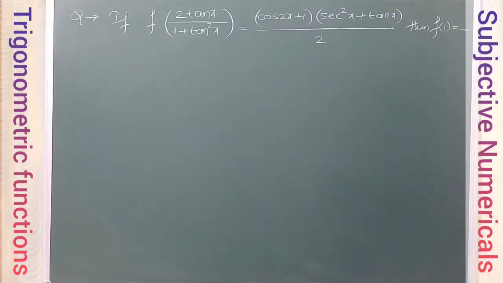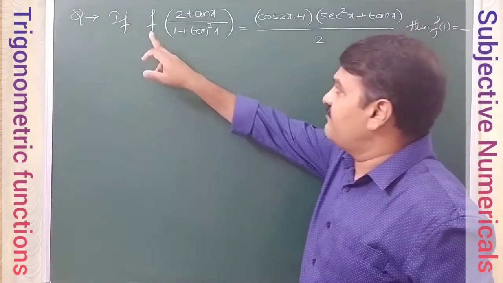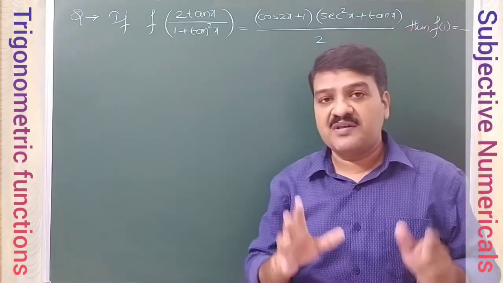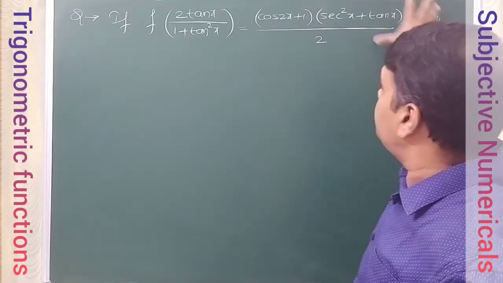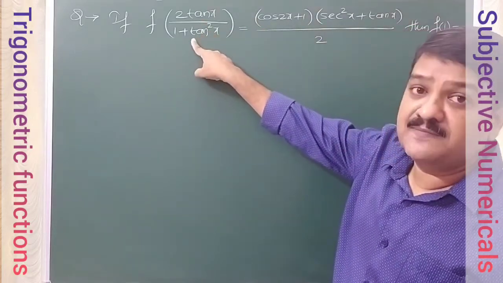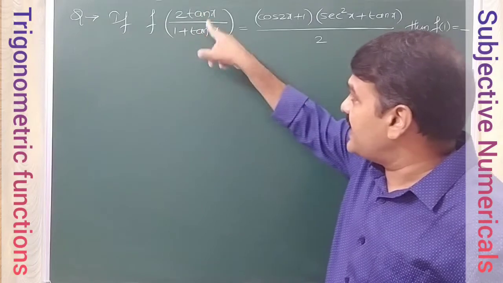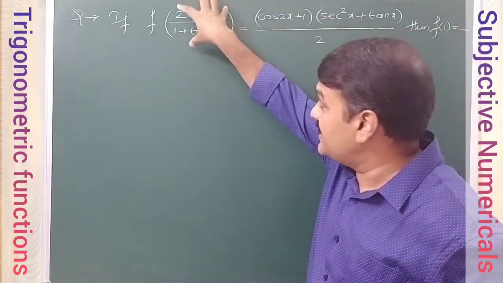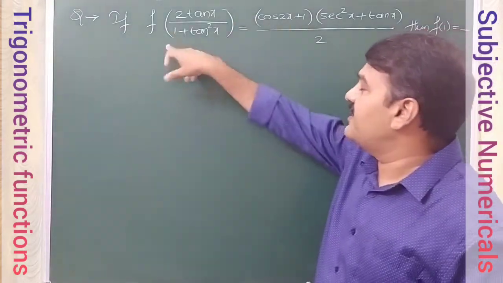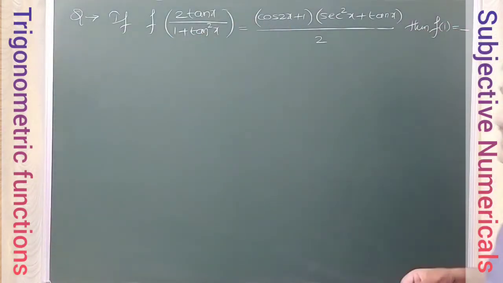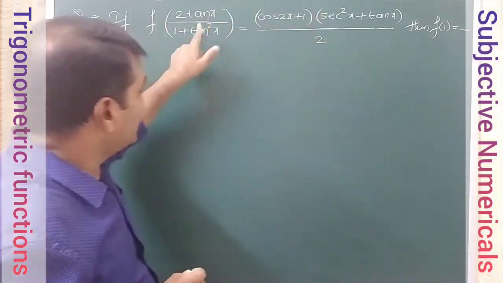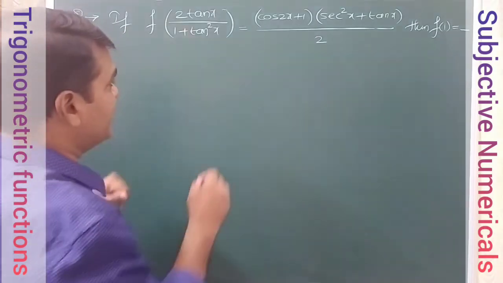So this is the next question we have on board. f of (2 tan x by 1 plus tan square x) is given like this. Our main aim is to express the RHS also in terms of this expression. When we express the RHS in terms of this, then we can find f of x, and once we get f of x, obviously f of 1 we can easily get. Okay, we will try now.